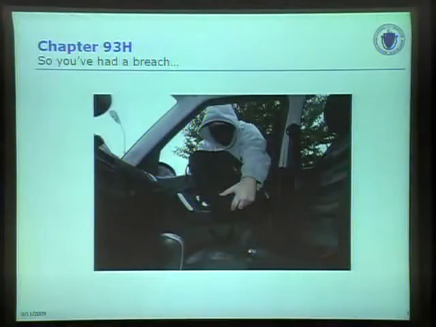So you've had a breach. And this is how it always happens. You've done all your firewall defenses, you've got your IDS, your network's all secure, and all of a sudden someone accidentally uploads all of the data they want to have access to from home and leaves their laptop in the front seat of their car, which is then stolen. Whoops.